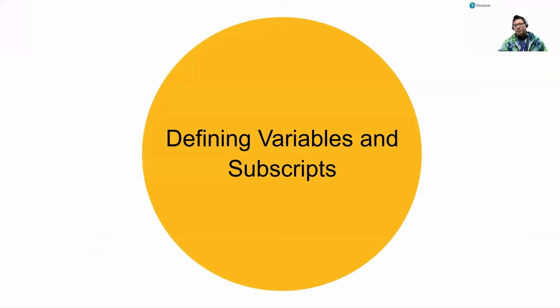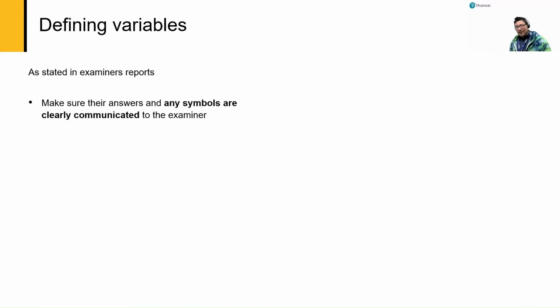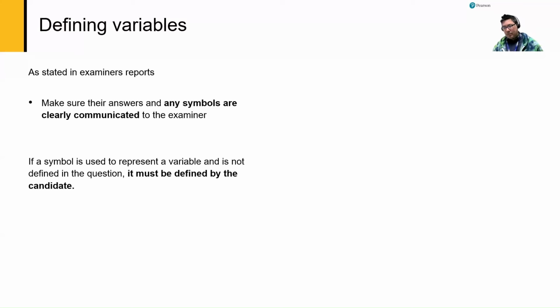Defining variables and subscripts is the next thing I want to talk about. And this is, again, cross-topic. It has been stated in examiners' reports that for any answers that are provided, all symbols must be clearly communicated to the examiner. So if a symbol is used to represent a variable, and it's not defined in the question, then it must be defined by the candidate.